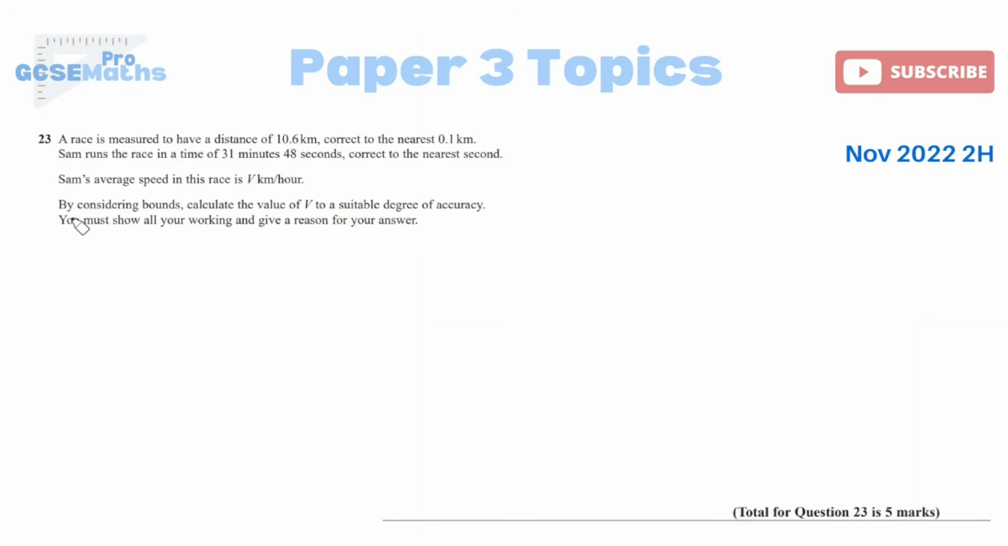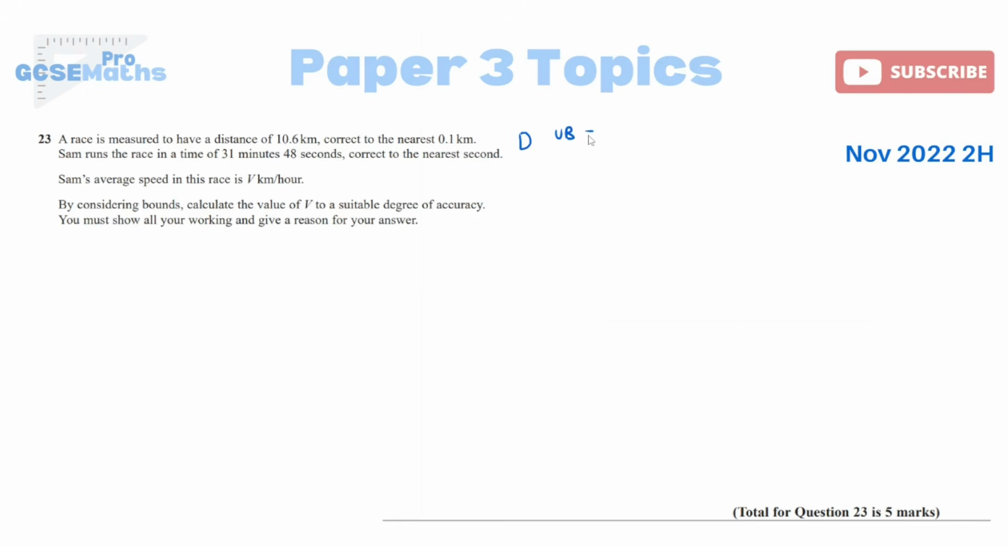So in most cases, when it says by considering bounds, give your answer to a suitable degree of accuracy, and give a reason for your answer, when you've got all those three things and it's normally 5 marks, they want you to work out both the upper bound of Sam's speed and the lower bound of Sam's speed, and then find some kind of value that satisfies both. So let's find the upper and lower bound for both the distance and the time.